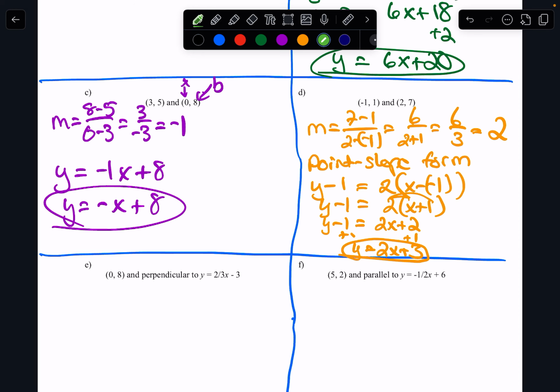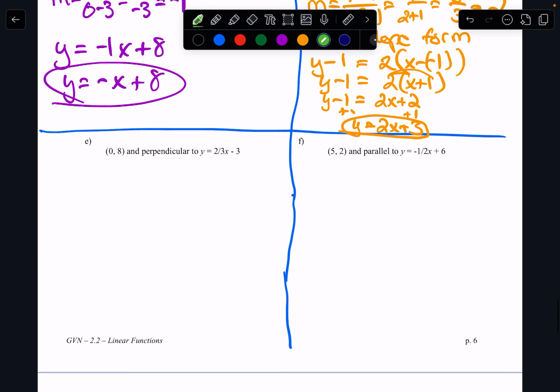Okay, next. We have the point 0, 8 and perpendicular to 2/3 x minus 3. Okay, so this slope right here is 2/3. Perpendicular, remember, we use the opposite sign, so a negative, and then we flip this over. We take the reciprocal. So it ends up being 3 over 2. So that is our slope.